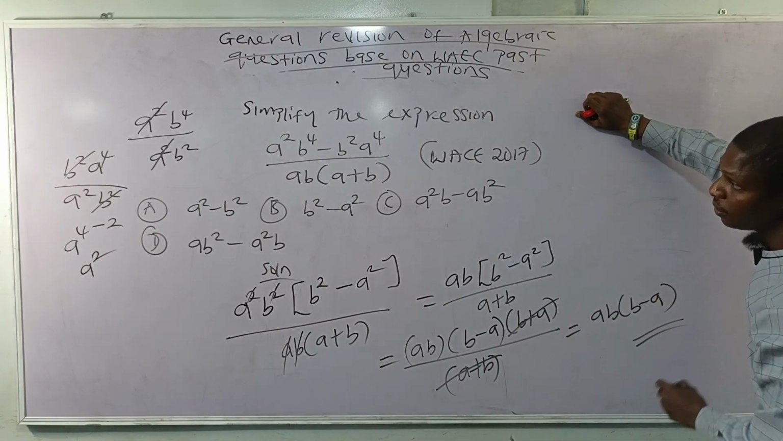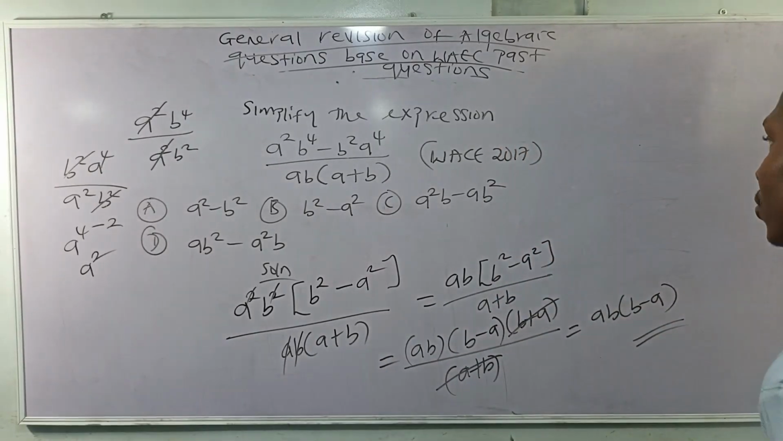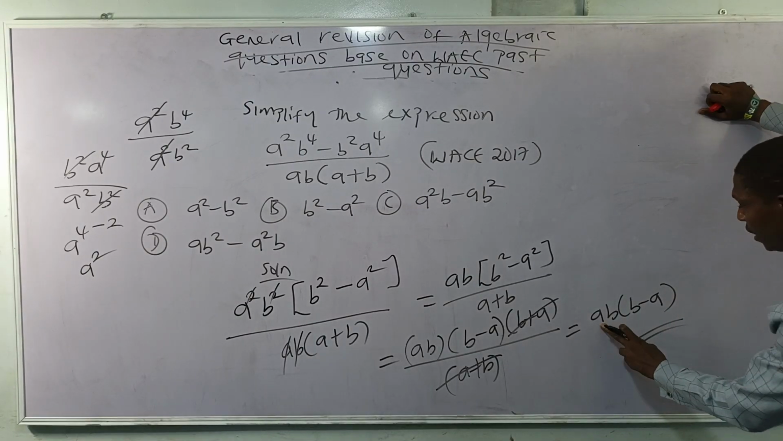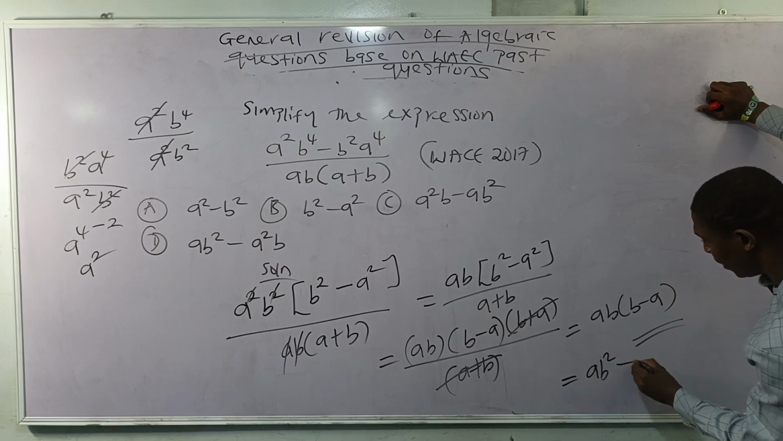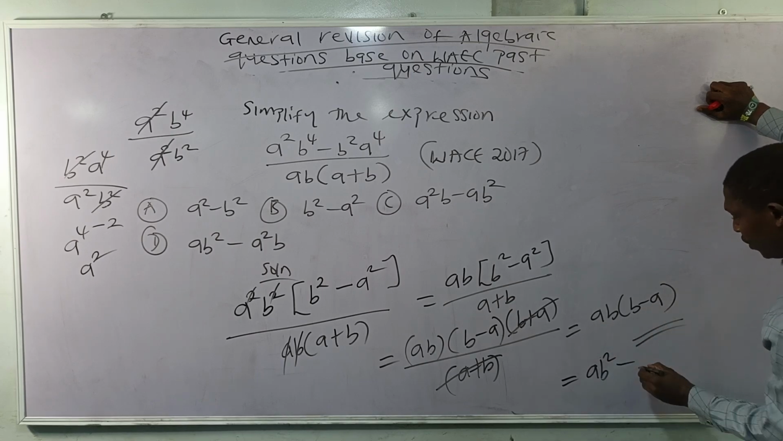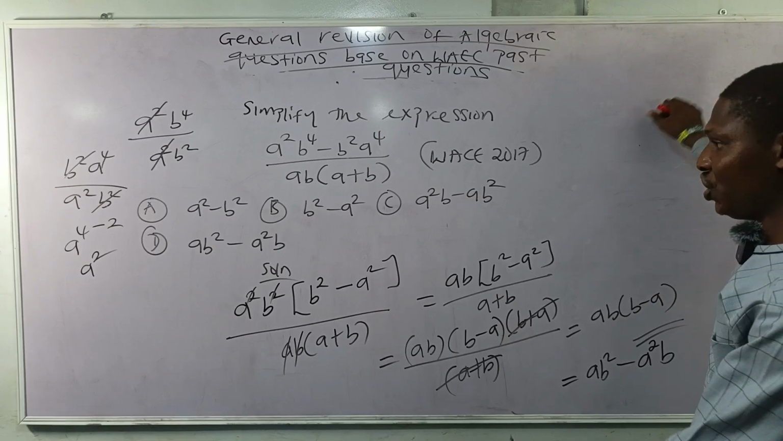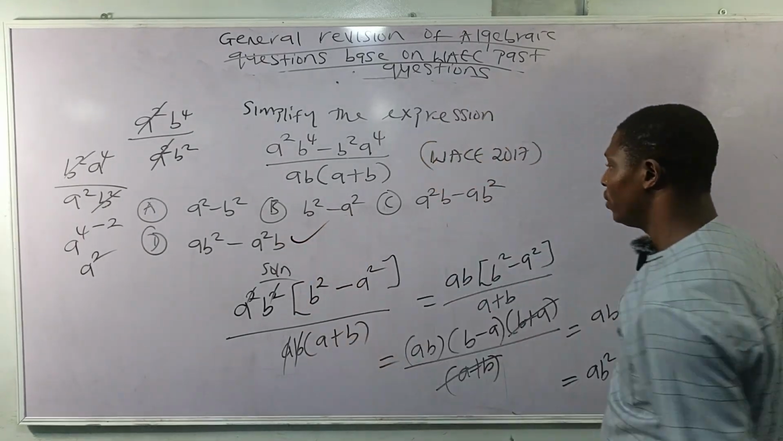Where is it? ab times b minus a is not there, so I expand further. ab times b will give me ab square, and ab times minus a will give me minus a square b. So let's check. So we have ab square minus a square b, so my option is D.